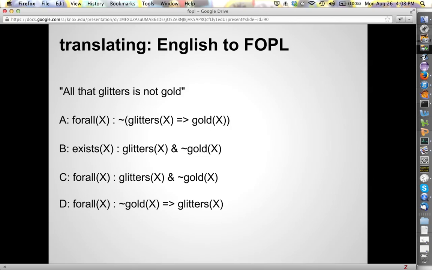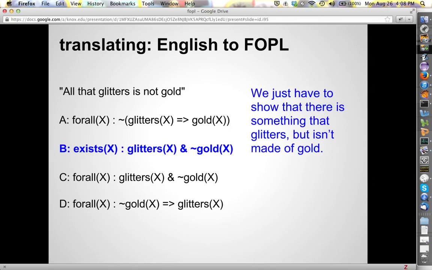So once again, I'll go ahead and give you a chance to try this out and plug this answer into Moodle and then come back. You can pause me, I won't be offended. Okay, so moving on. Did you come up with this one? I would hope so. Because we're saying all that glitters is not gold. Well, what that means is there exists an x, so there's at least one x that glitters and is not gold.